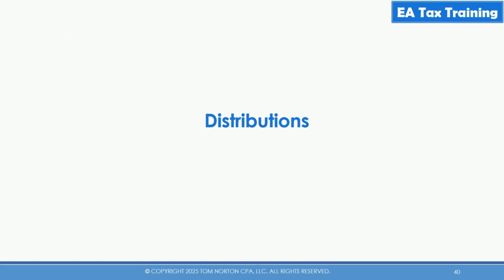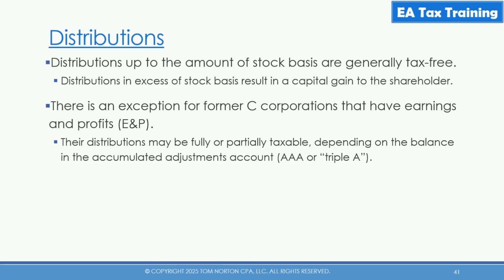Our next topic is distributions or dividends from the corporation to the shareholders. Distributions up to the amount of stock basis are generally tax-free. Distributions in excess of stock basis result in a capital gain to the shareholder. So remember, the S Corp shareholders pay tax on the income of the S Corporation regardless of whether or not there are any distributions that are made. Therefore, when the distributions are made, there's no tax. That money has already been taxed. So therefore, no tax on the distributions, as long as you are not making distributions in excess of the shareholders' basis. So distributions up to the amount of the shareholders' basis, not taxable. Amounts in excess of the shareholders' basis are taxable.